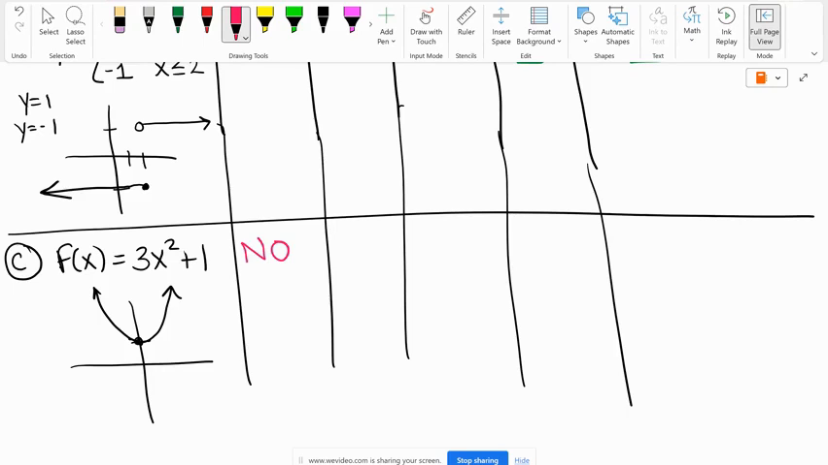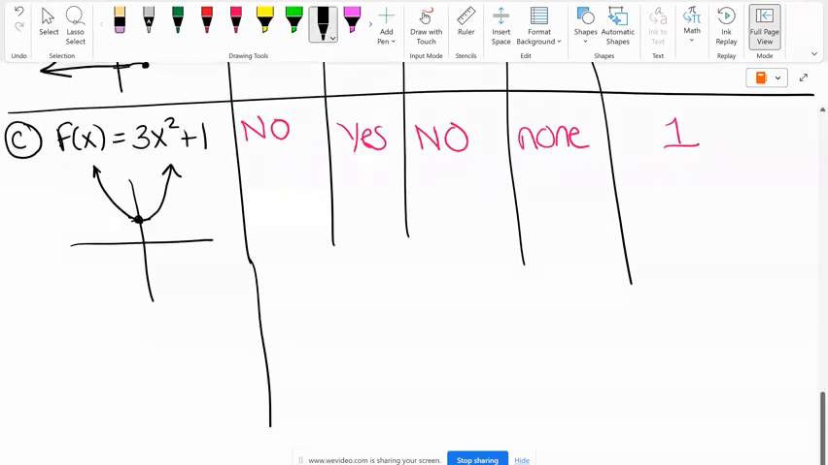Is it bounded below? Yeah, it is bounded below. Is this considered bounded? No. All right, what is our upper bound? None. Good. What is our lower bound? 1. All right, two more together, and then I'll have you do one on your own.